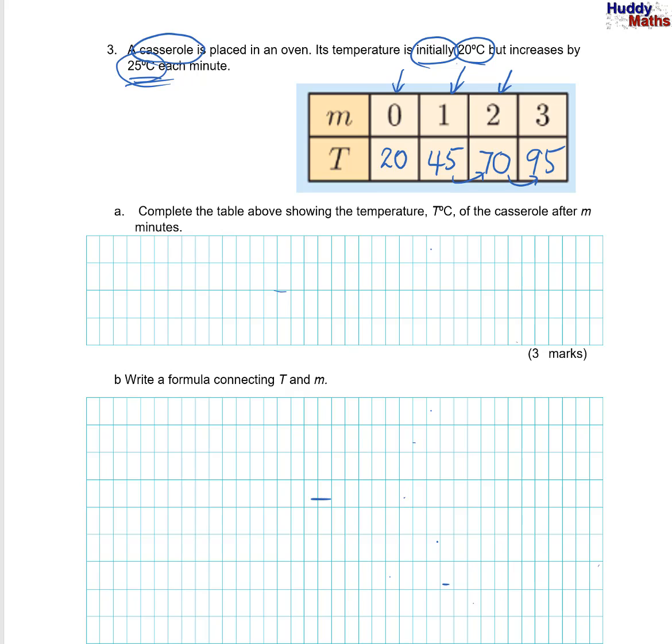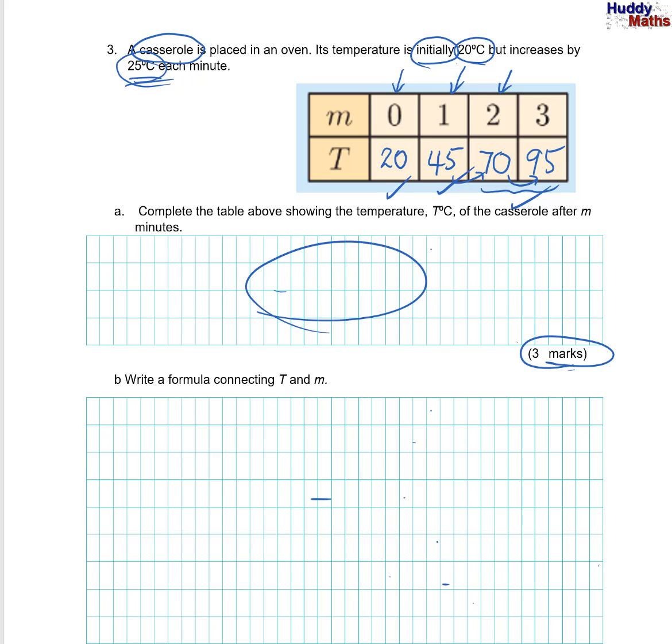All right, so this area down here was just to do some working out if you needed to. So there are 3 marks there. The first mark is for getting the 20. The second mark is for realising it will go up by 25 each time, and you get 1 mark for these 2 here. If you get one of them wrong, you don't get the mark. Okay, so there's your 3 marks down there. I hope you got a few there.